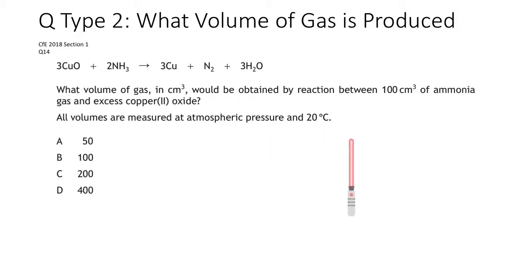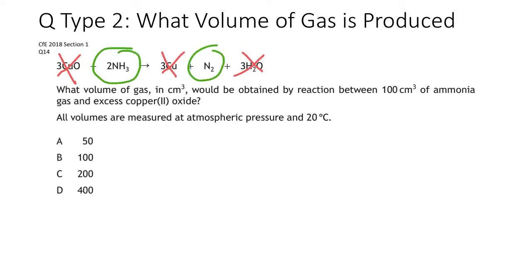So some things we can rule out from this equation straight away, because we're talking about gases, and it's only gases where equal volumes are equal moles. So we're going to just cross out everything in the equation that won't be a gas at 20 degrees Celsius and atmospheric pressure. Copper oxide is a solid. Copper, metal, a solid. Water will be a liquid at 20 degrees Celsius. So that leaves us with 2 things to home in on, the ammonia and nitrogen.